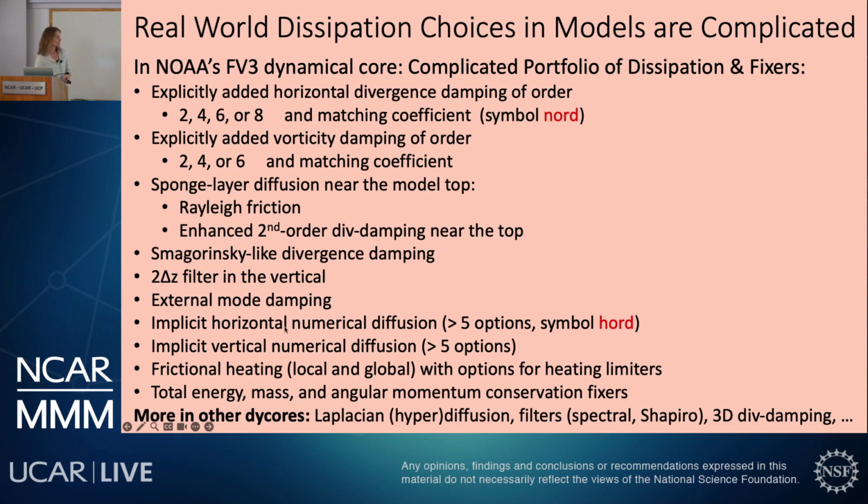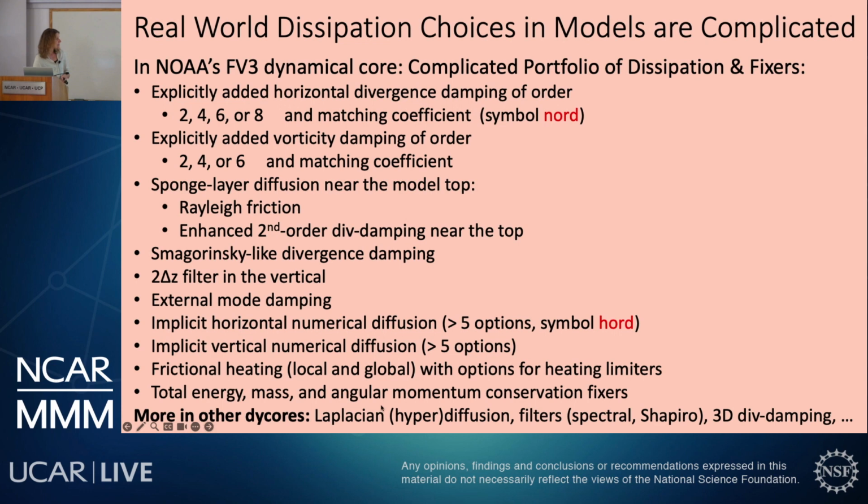We have some implicit horizontal numerical diffusion, at least five options. And I'm highlighting a couple of these keywords here in red, hord and nord, because I hit that home a little bit. So you see this again. We also have different diffusion in the vertical. This comes via an interpolation method in this floating Lagrangian coordinate system. And then we have choices to make. For example, do we want the energy that gets lost due to friction to be put back into the dynamical core as heat? This is called frictional heating. This could be done locally or globally, with some fixers, or it can also be limited. So this is all a choice you make.